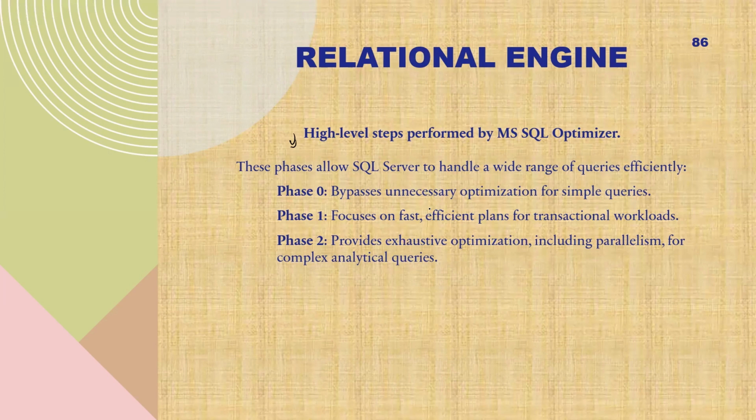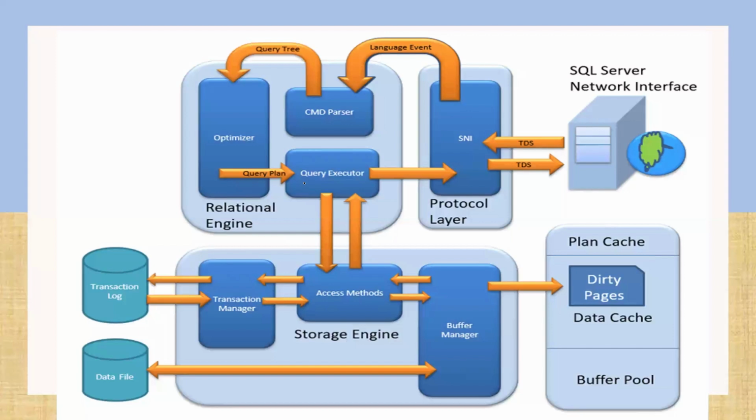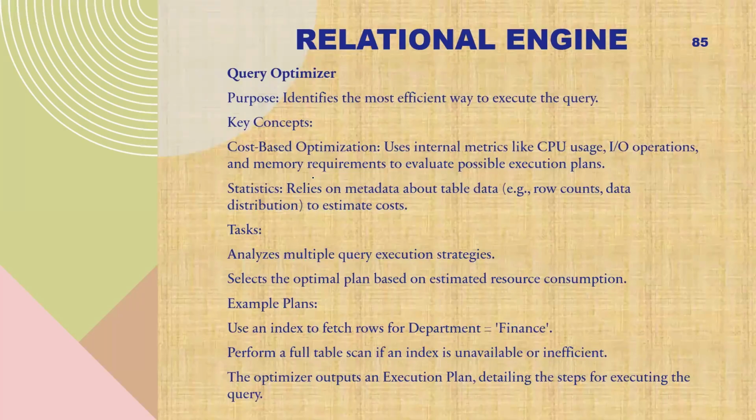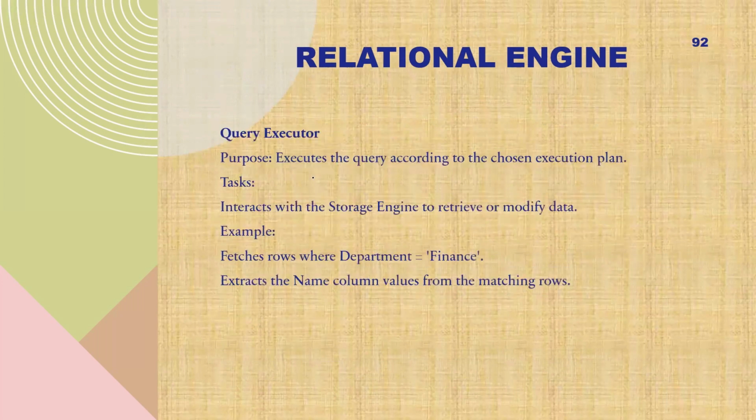So we have covered the optimizer. After the optimizer, it will move to the query executor. What will the optimizer do? It will create the most efficient way to run the query, using the least memory while executing. It will create the execution plan, the best execution plan.